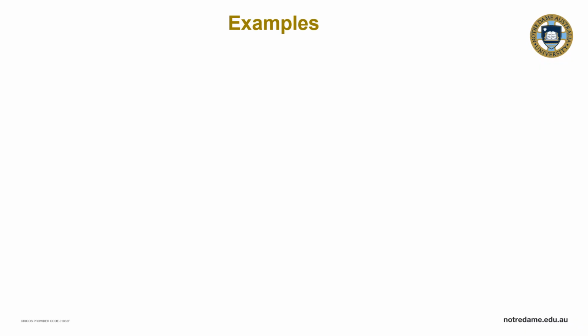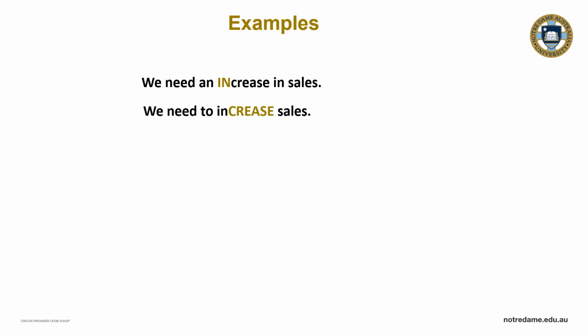Let's look at a couple of examples. We need an increase in sales. We need to increase sales. Did you notice the difference in stress? That in the first example, it was increase. Well, that's the noun. And in the second one, it was to increase, which is the verb.